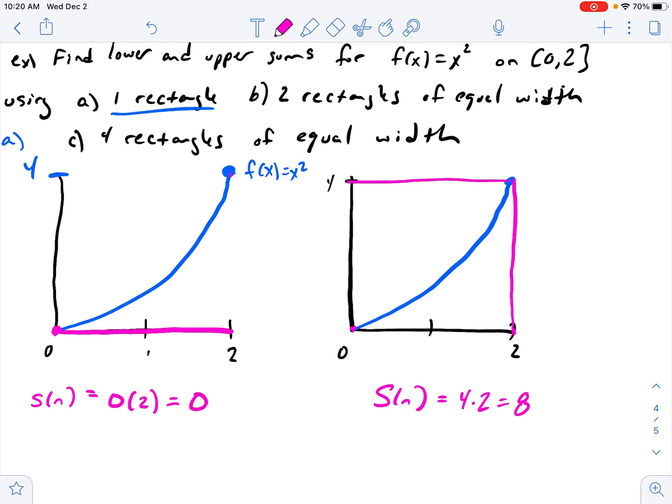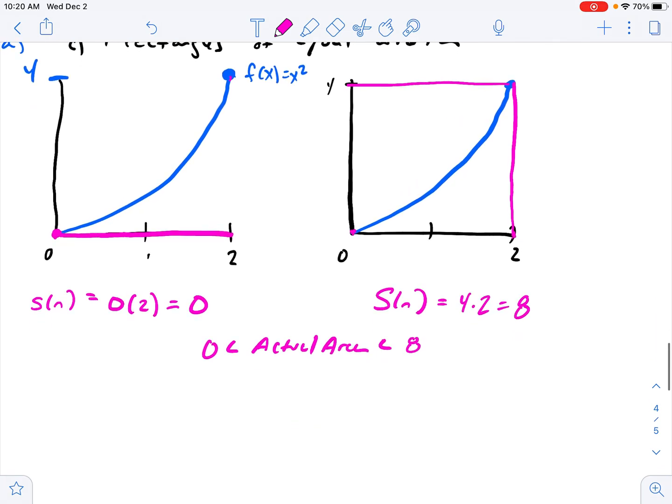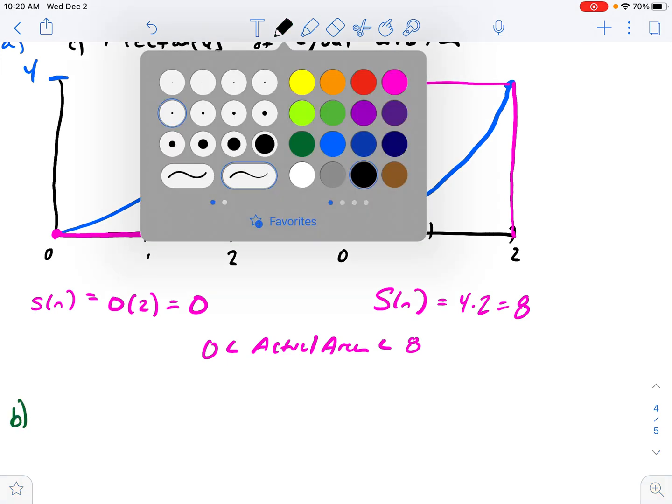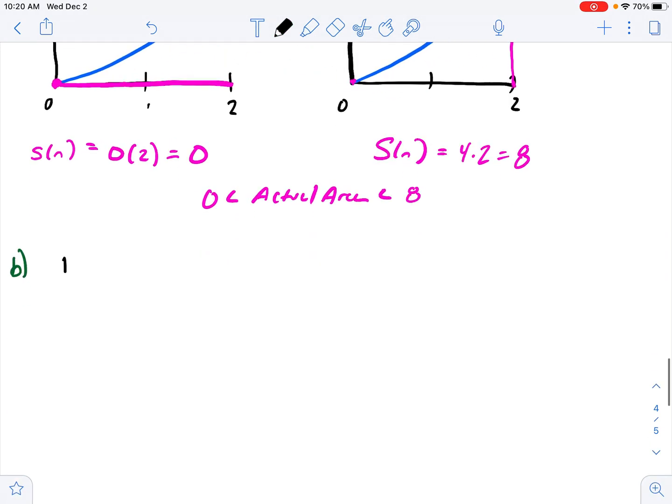So what did we show? Well, these are both very poor approximations, but what we showed is that the actual area is going to be somewhere between 0 and 8. Well, that's a pretty poor approximation, like I said. So let's see what happens in part B now when we use, instead of one rectangle, two rectangles of equal width.